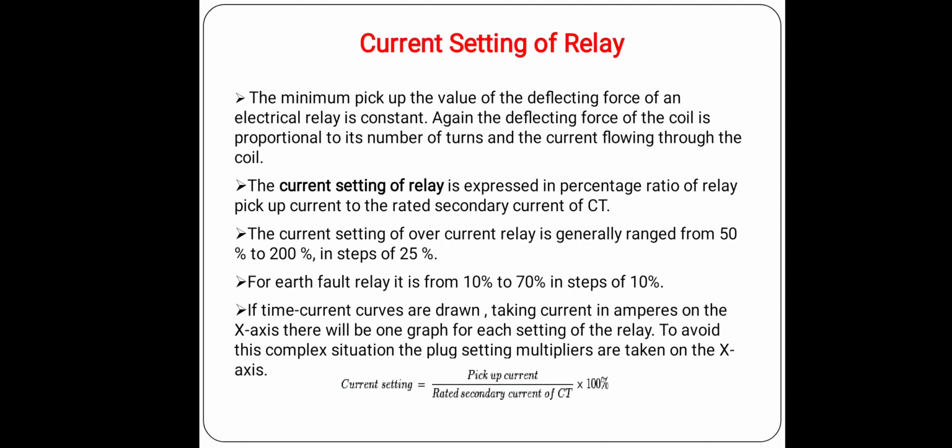Practically, the same model of relay may be used in different systems. As per the system requirements, the pickup current of the relay is adjusted, and this is known as the current setting of the relay. This is achieved by providing the required number of tappings in the coil. These taps are brought out to a plug bridge, and the number of active turns in the coil can be changed by inserting a plug at different points in the bridge.